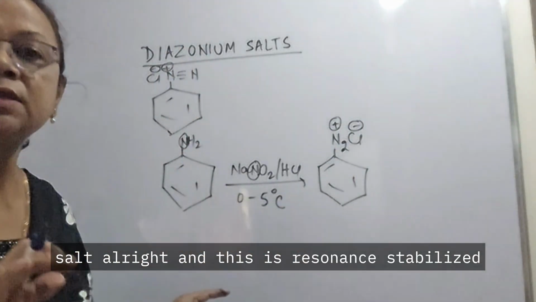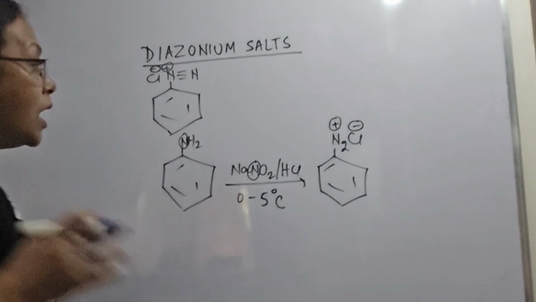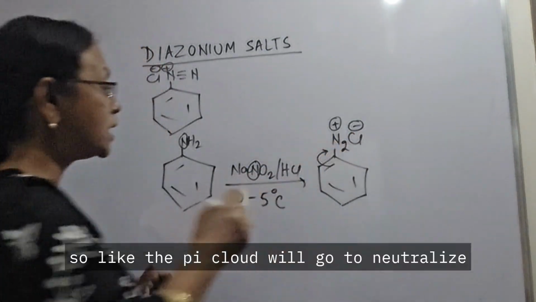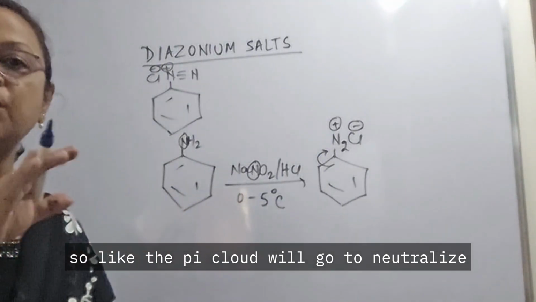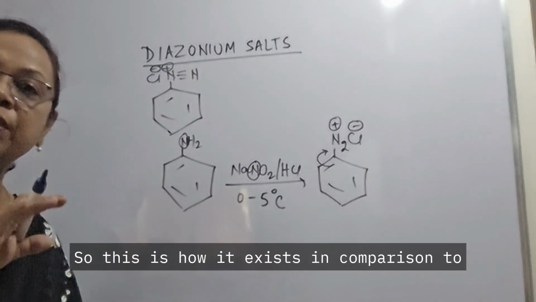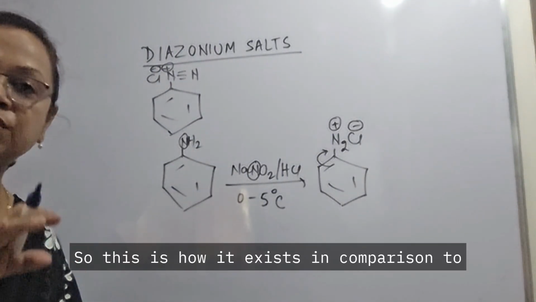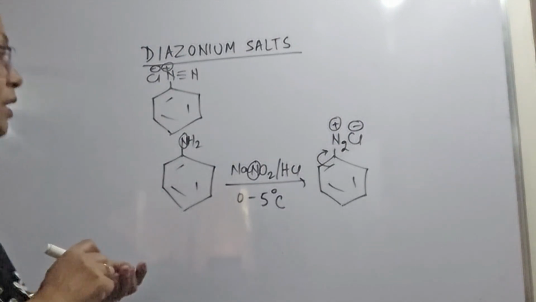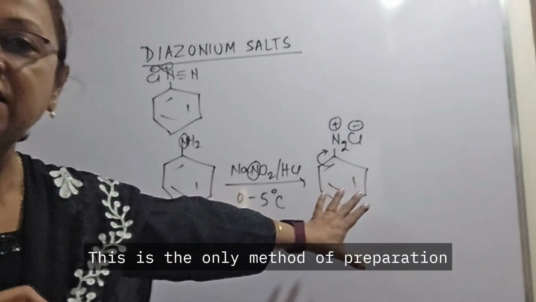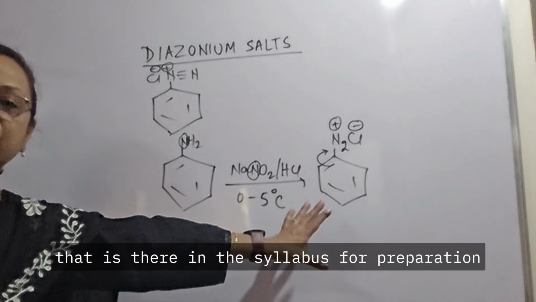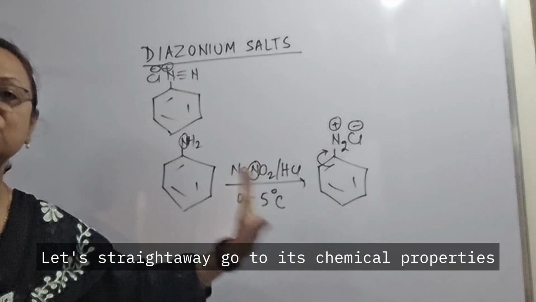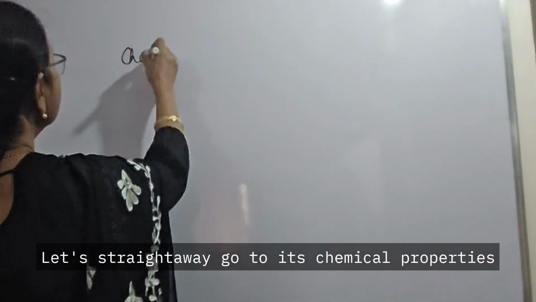Alright, and this compound is resonance stabilized. How is it resonance stabilized? Because you see there is a positive charge, so the pi cloud will go to neutralize the positive charge on nitrogen. So this is how it exists, in comparison to an aliphatic diazonium salt. I hope it is clear. This is the only method of preparation of diazonium salts in the syllabus, that is by diazotization reaction. Okay. Let's straightaway go to its chemical properties.